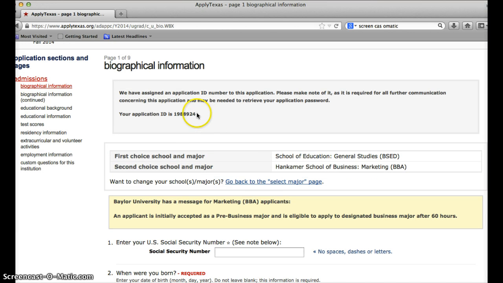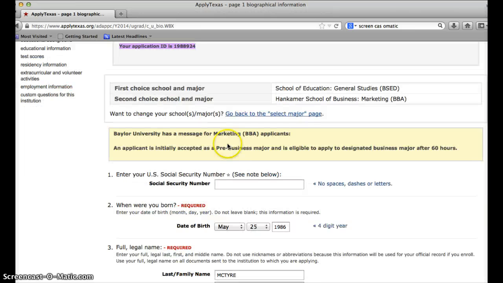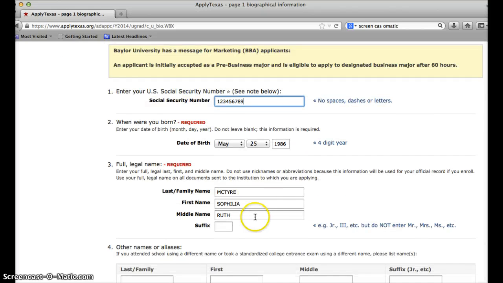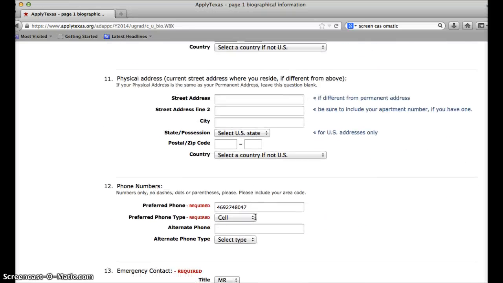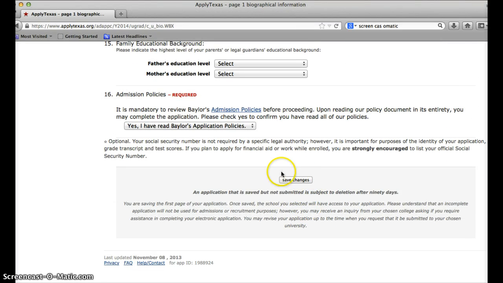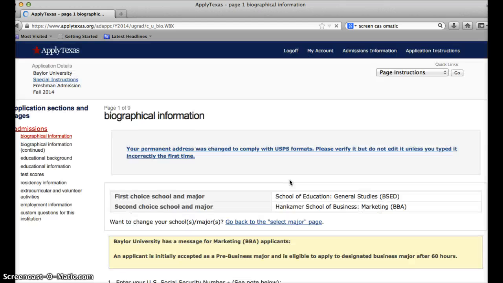And so this is your application ID number. If you like, you can jot this number down on your pen and paper that you have with you, but it is not necessary to write down. So you're going to enter your social security number, then your birth date, and you answer all of these questions, and then you save changes.